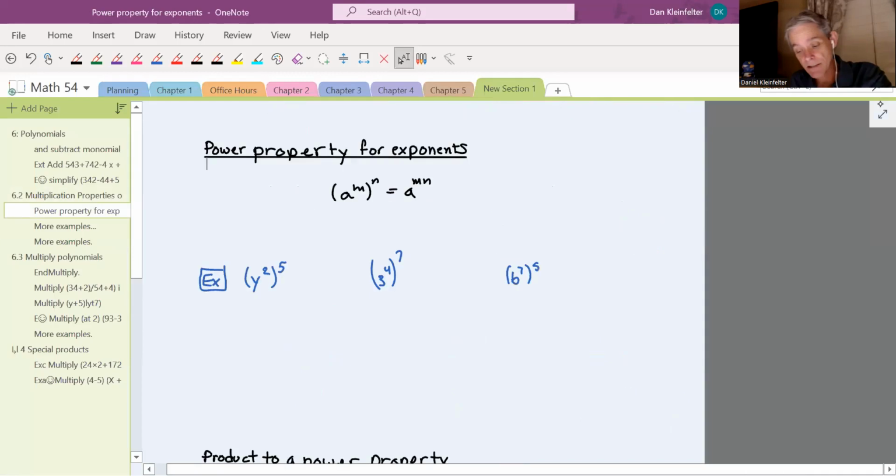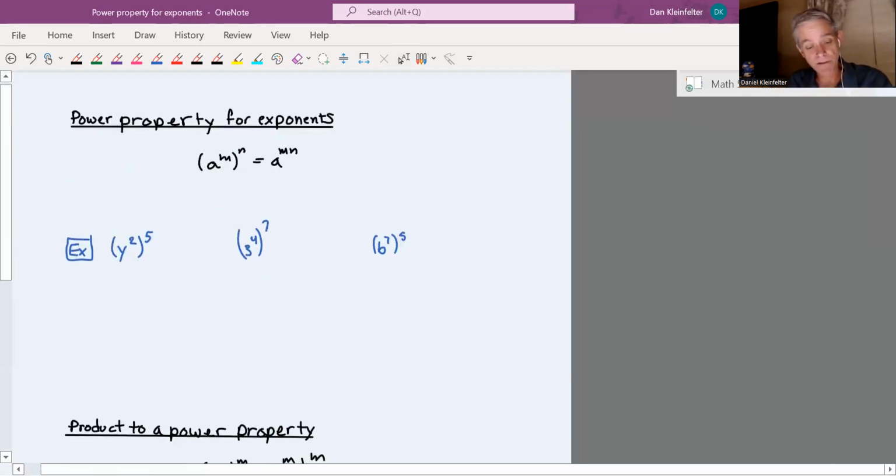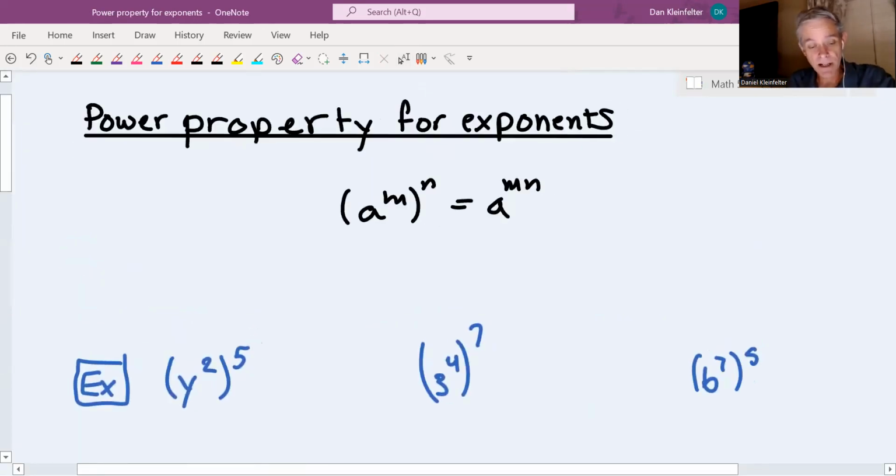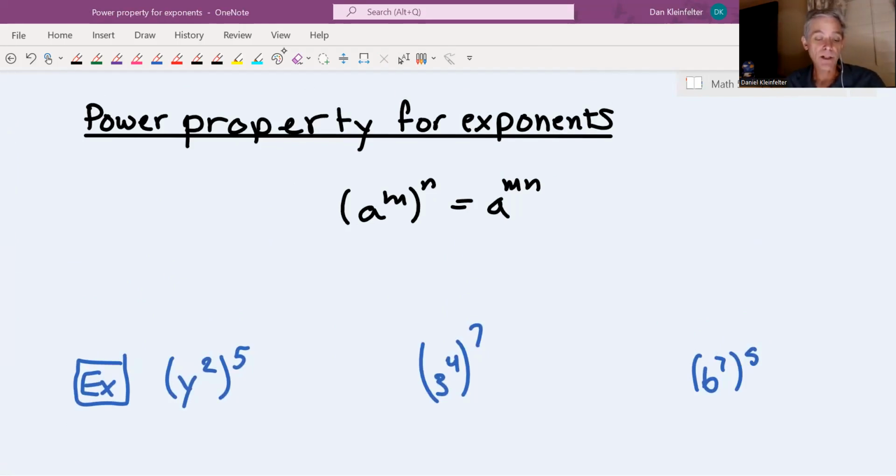Okay. The next one we'll have is the power property for exponents. And this one governs what happens if you raise a power up to a power. So here we have a raised to the m power, and then that all is raised to the n power. You can achieve the same result by raising a to the product of the 2 exponents.